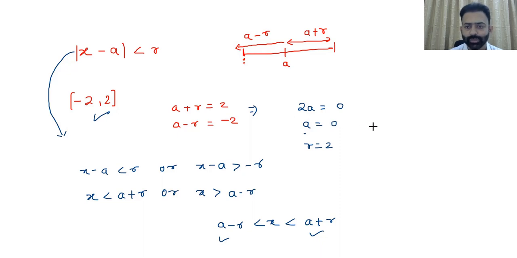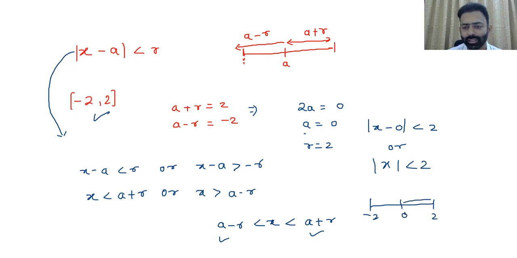Your a is 0, so representing this by |x minus 0| is less than 2, or |x| is less than 2. And going in the reverse direction, if I have to find out the intervals, right, so |x| less than 2 basically means I'm moving between minus 2 and plus 2 from the origin. This distance should be 2 units, and this distance also should be 2 units, left and right directions. Okay, so this is how you will represent any parenthesis or square brackets inequality as a modulus inequality.